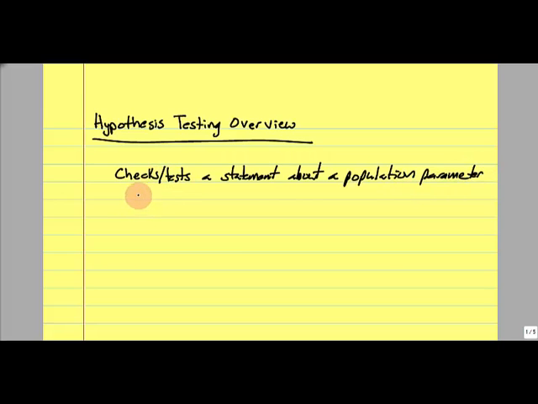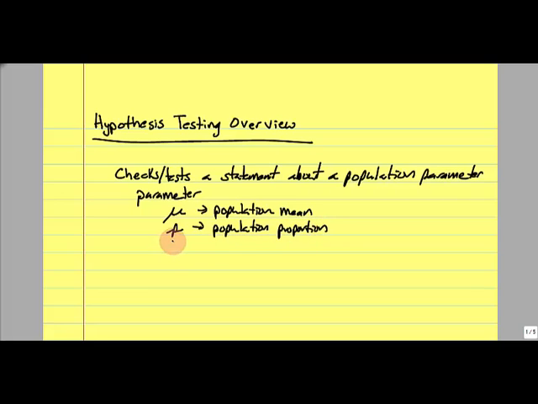Some parameters that we like to look at are things like mu, and remember this is the population mean. We also like to look at P, which is the population proportion. And sometimes we'll look at some other ones, something like sigma. The Greek letter sigma is the population standard deviation. So we're trying to check some sort of claim or statement about one of these parameters.